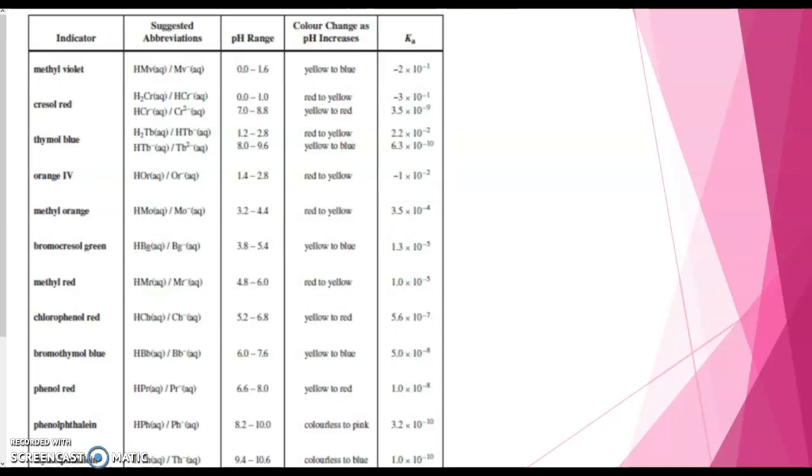Bromothymol blue has a range, and make sure you can find it on your chart, 6 to 7.6. It goes from yellow to blue. So what does that information mean?